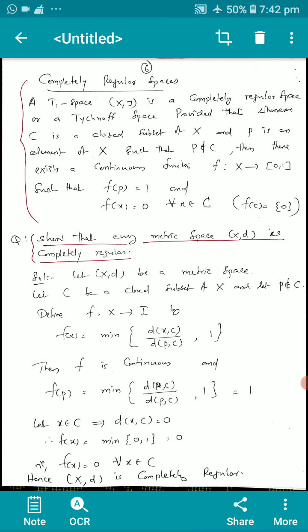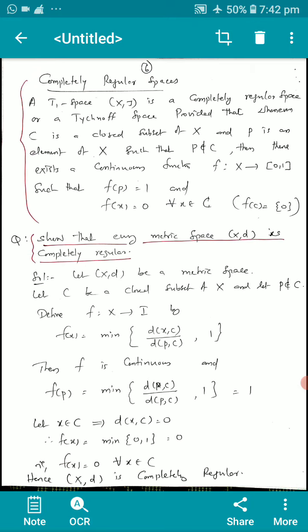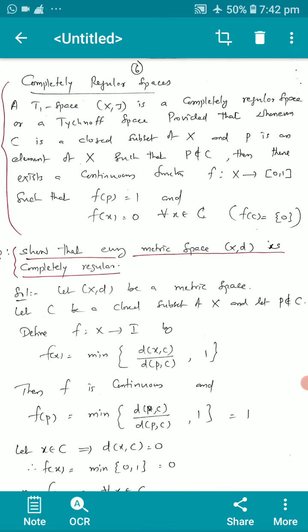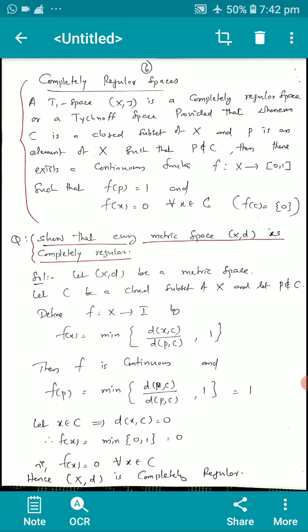Actually T 3.5, that's what a Tikhonov space is. A T1 space (X, τ) is a completely regular space or a Tikhonov space provided that whenever C is a closed subset of X and P is an element of X such that P is not an element of C, then there exists a continuous function f from X to [0, 1] such that f(P) = 1, and for all x in C, f(x) = 0.